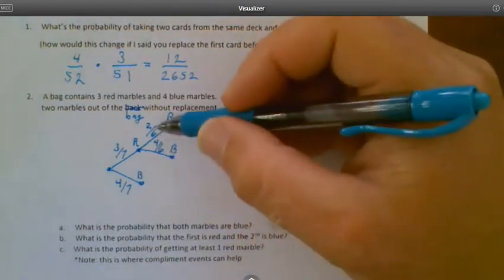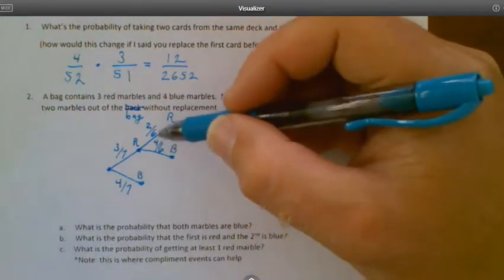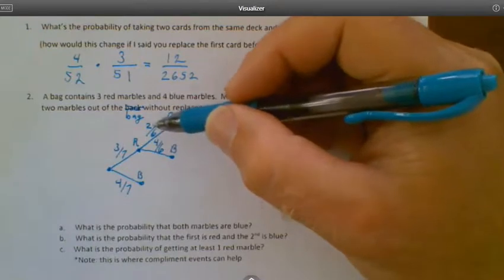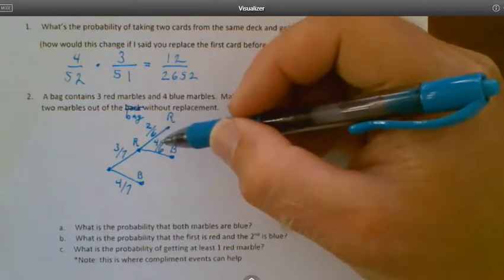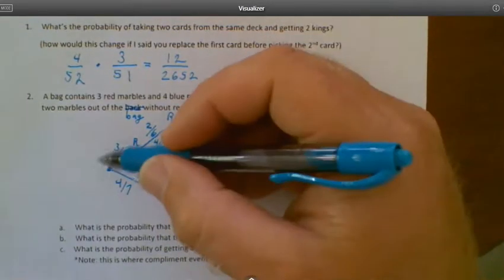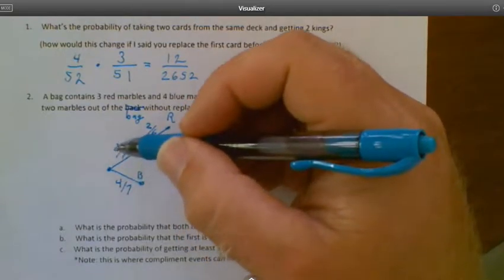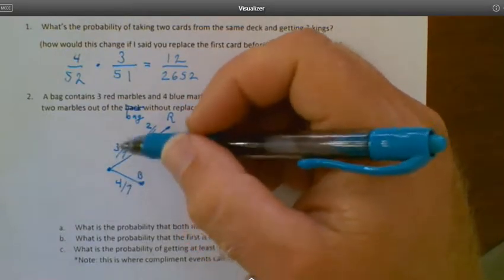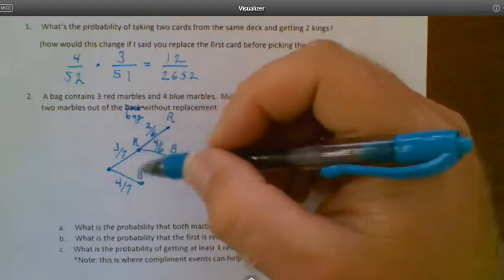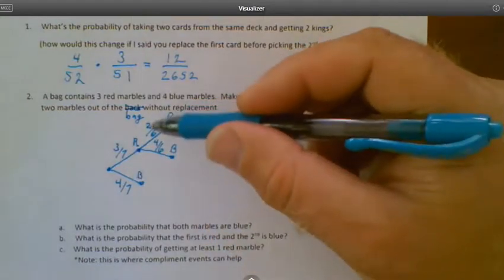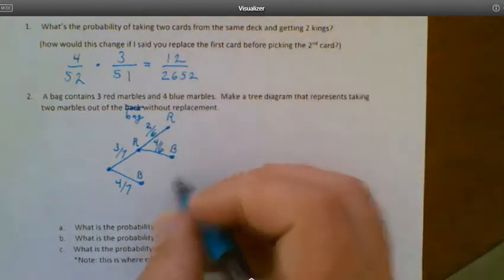You'll notice if you do this right, these should always add up to a whole number, right? 2/6 plus 4/6 is 6/6. Just like this little family right here, 3/7 plus 4/7 is 7/7. So every little family within the tree should always add up to 1, right? So let's get one more branch here.